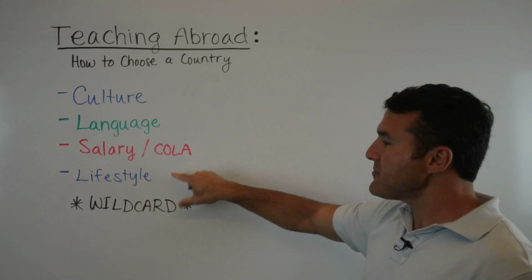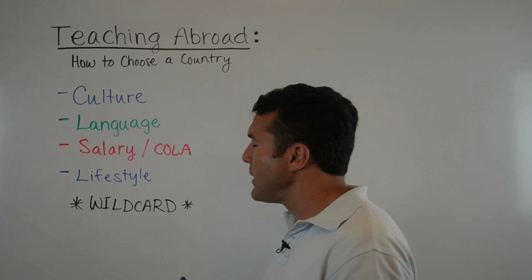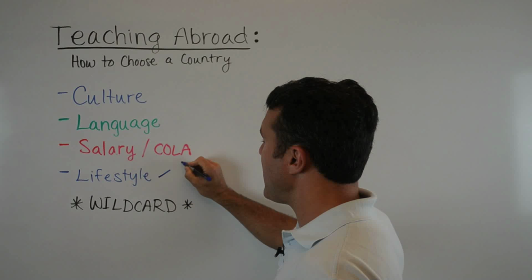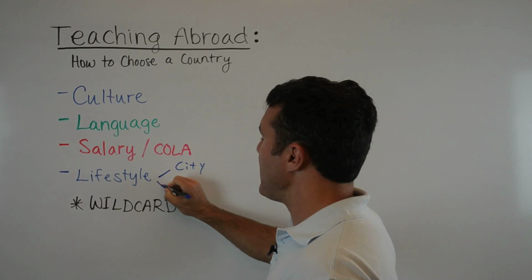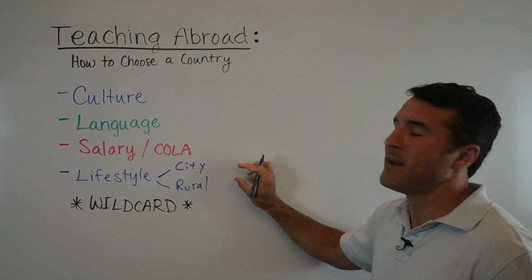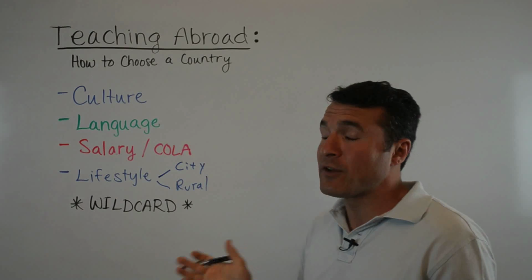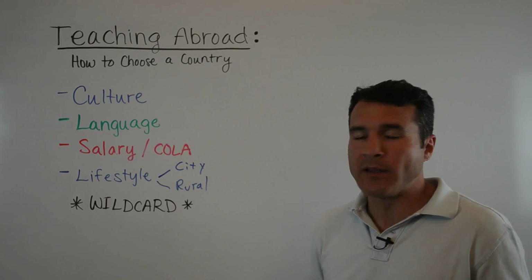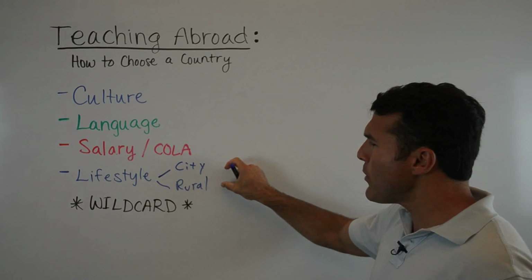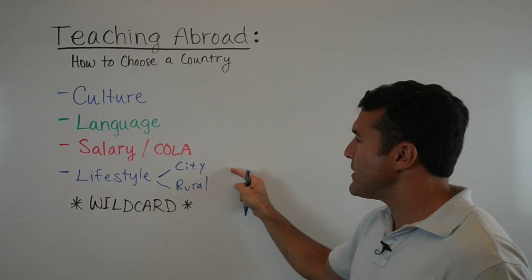Okay, great. Next, lifestyle. Lifestyle is a really important one. I think we can break this down into two different categories. There's city and there's rural lifestyle, right? And this can be significantly different, because not only are you now adjusting to a different culture, but you're living in a potentially very remote place where people don't speak English. So you really want to think carefully about what you can deal with on a day-to-day basis.